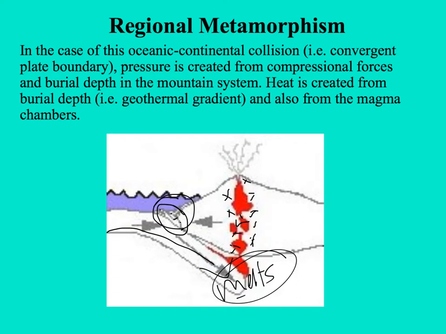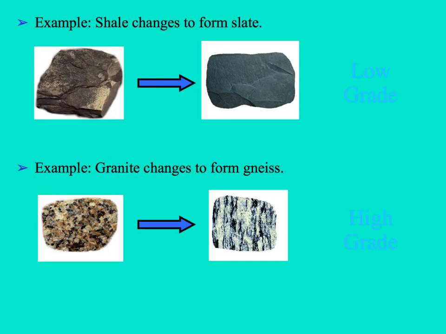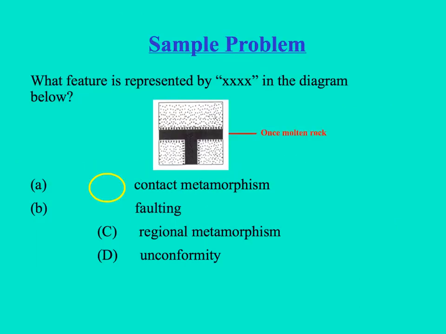If the continental shelf was bigger, I could easily show you where you could get that sequence of changes inside of metamorphism. So slate is low grade, phyllite is medium grade, schist is high grade, and gneiss is extremely high grade. So this is about rocks being different grades. So here's your shale, goes to slate, low grade. Here's your granite, goes to gneiss. Gneiss happens to be extremely high.